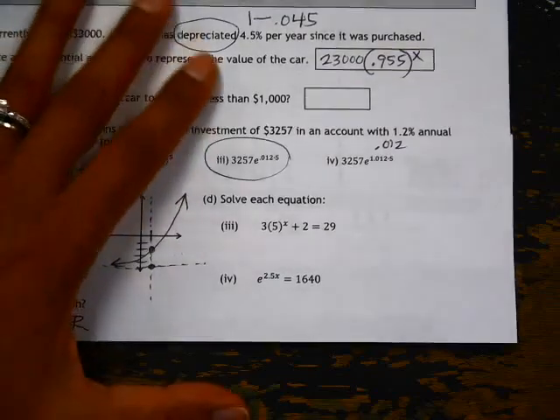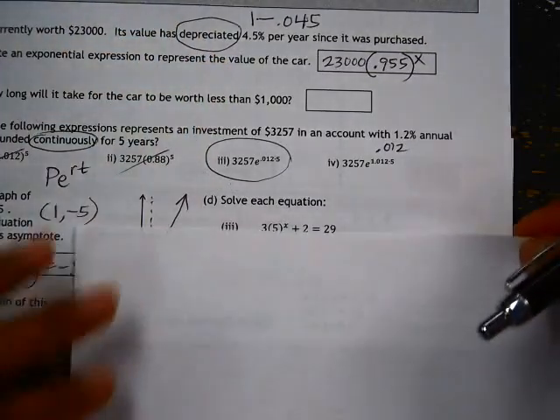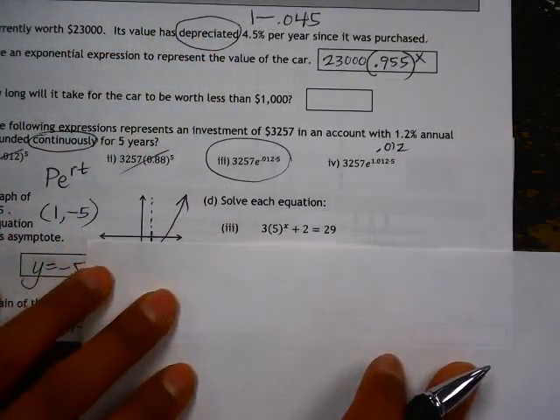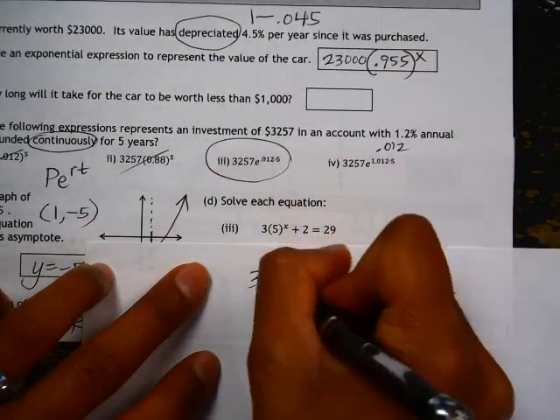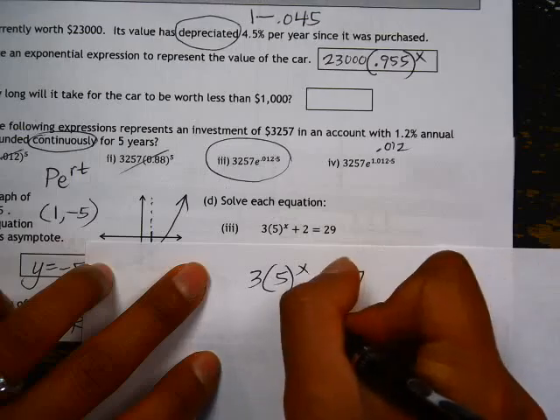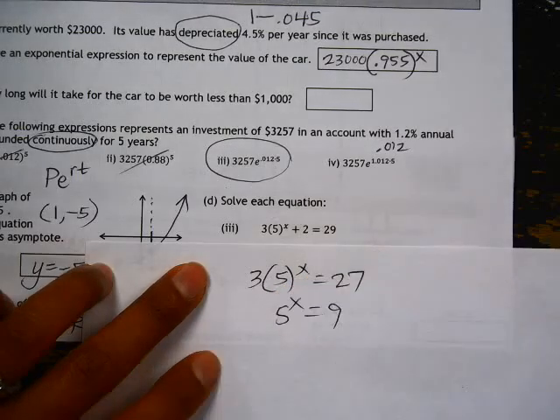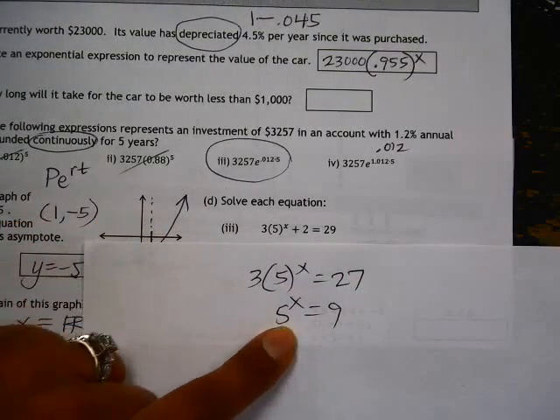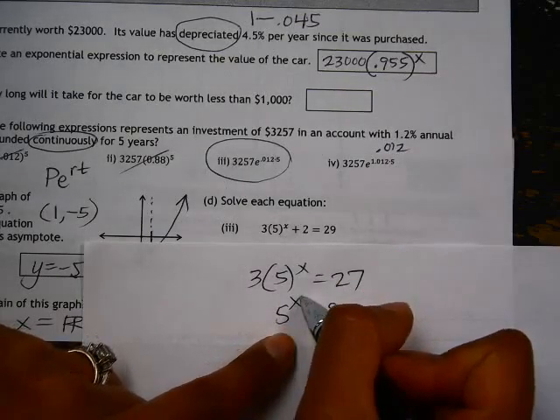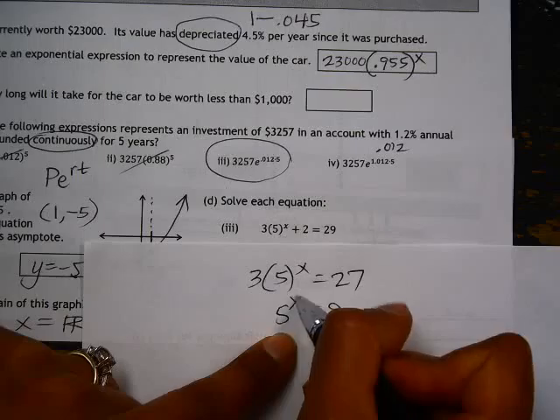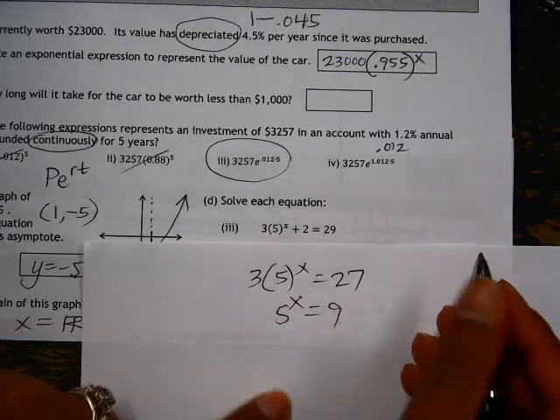All right, part D is solving exponential equations. Here we have 3 times 5 to the x plus 2 equals 29. So we can isolate the exponential by subtracting 2 and dividing by 3. And then here we need to use what we've learned in this unit, which is that in order to move a variable from the exponent to a coefficient, we need to use logs.